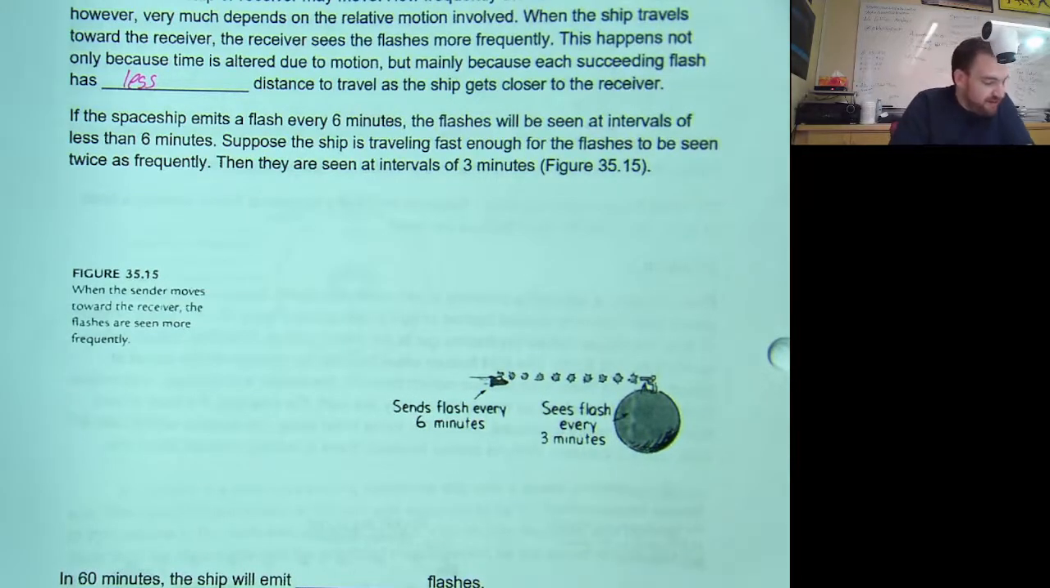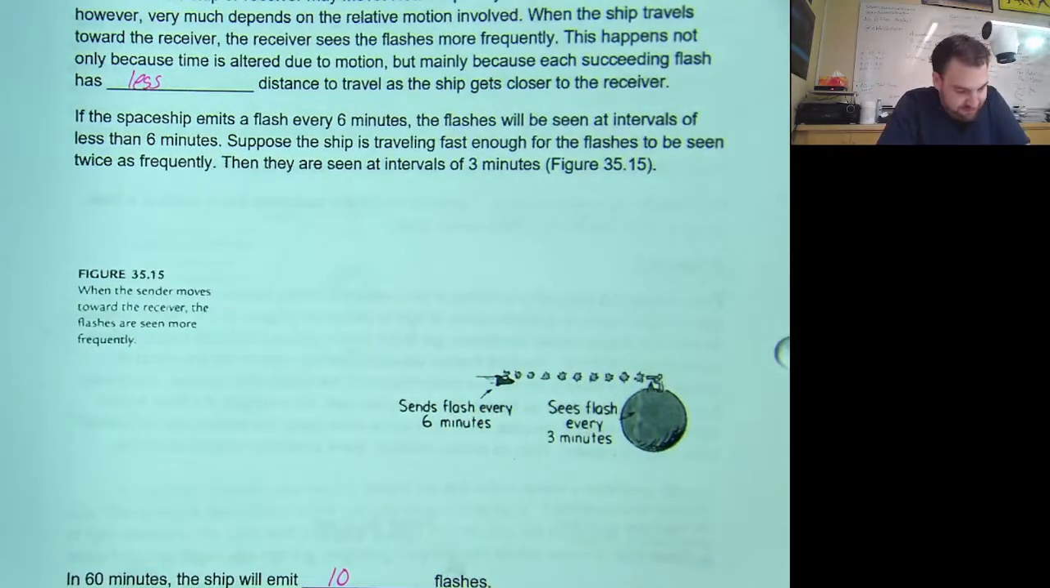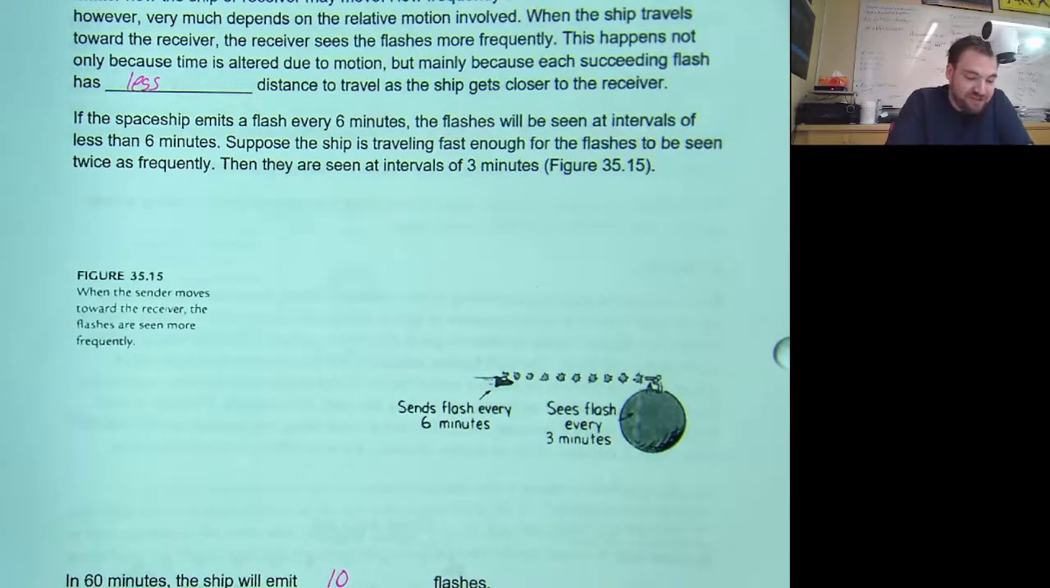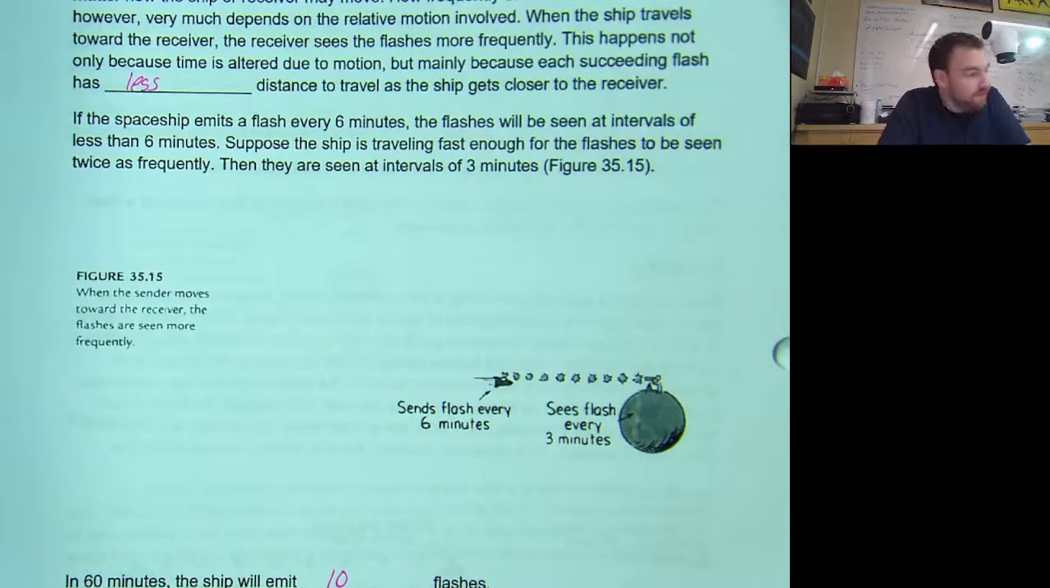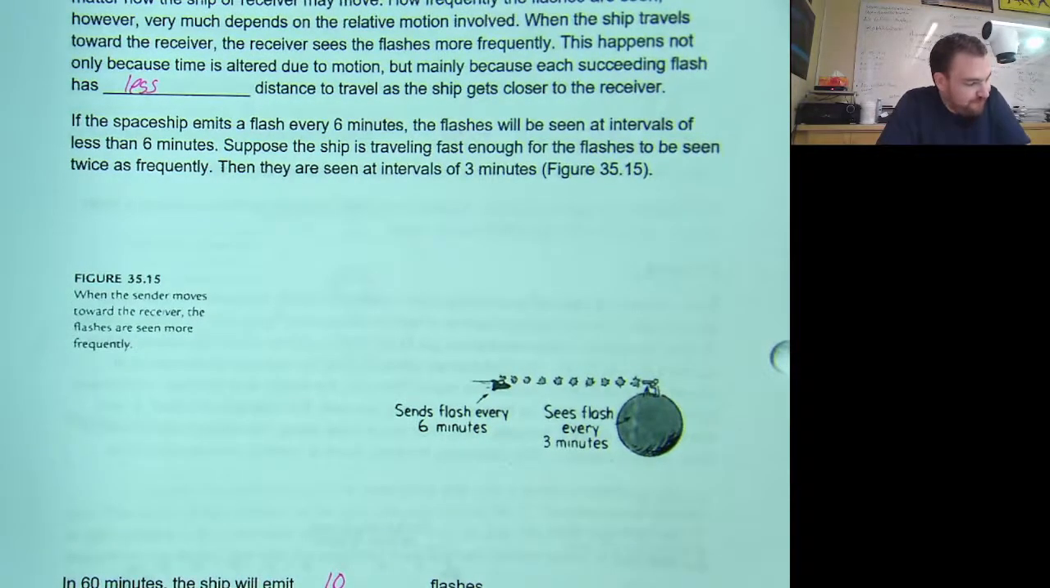So in 60 minutes, the ship will emit 10 flashes of light. Each flash will arrive at the Earth 3 minutes apart. How long will it take the Earth to receive the 10 flashes emitted by the spaceship in 60 minutes? 30 minutes. So 60 minutes has passed on the spaceship, emitting those 10 flashes. But the Earth experiences all 10 flashes in 30 minutes, because they're coming 3 minutes apart.